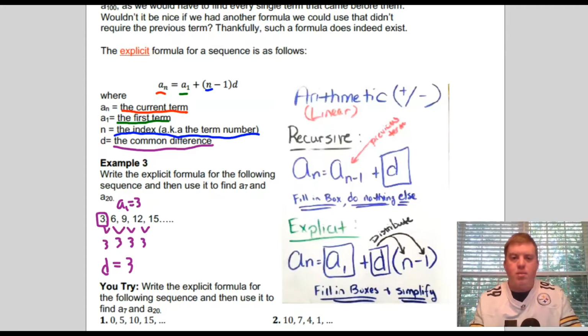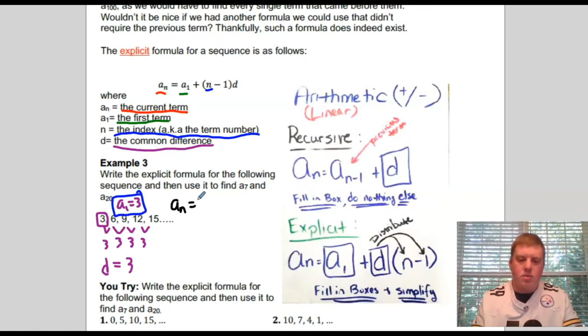And I'm going to plug those into the formula. I still don't know what my current term is because I haven't been given a specific term to look for yet. So I'm just going to leave that as a sub n. But I'm going to replace the a sub 1 with what our first term was, which in this case was 3. I'm going to do a plus then. I'm going to have parentheses. I'm going to leave it as n minus 1 for now until I have a term that I'm actually looking for. And then I'm going to replace the letter d with our common difference.